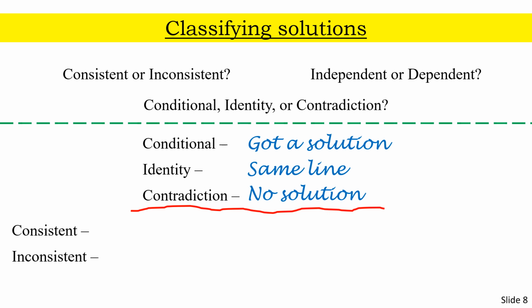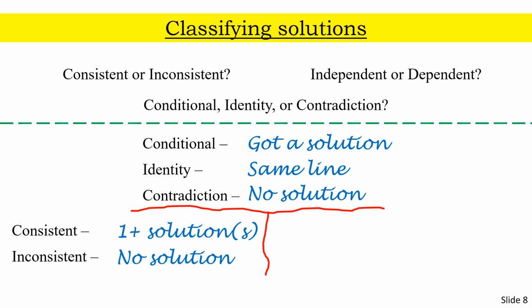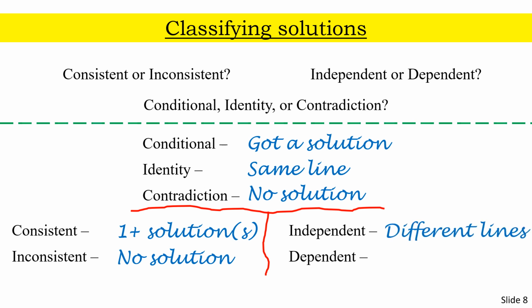Consistent or inconsistent? If I got one or more solutions, the more comes up with different types of things, not just lines, they're consistent. If I got no solution, they're inconsistent. Independent, dependent. To be independent, they must be different lines. Whether they meet or not doesn't matter. They're different lines. Dependent means they're the same line.